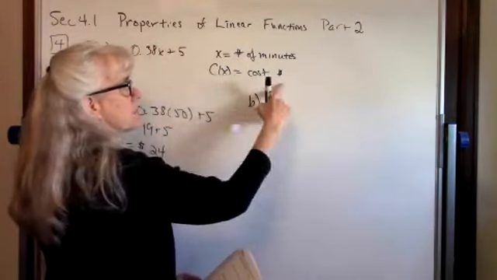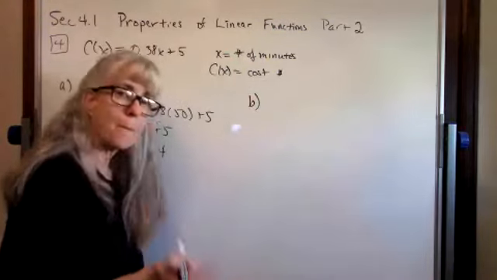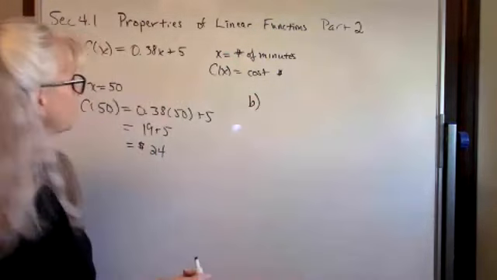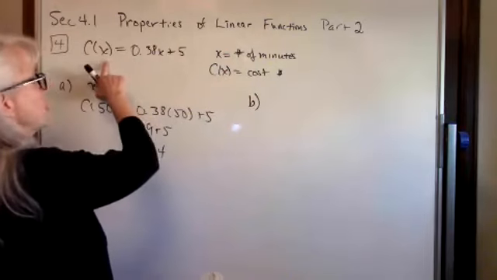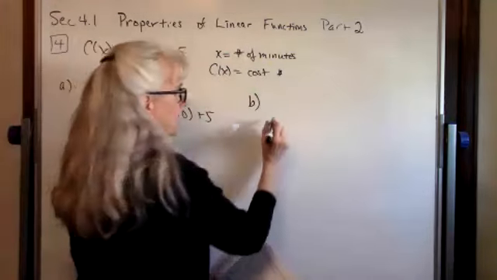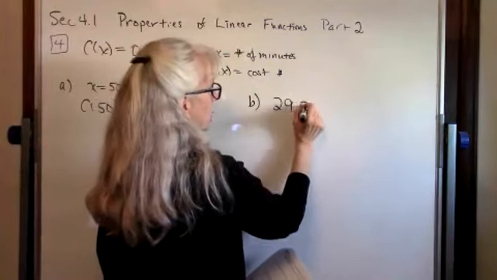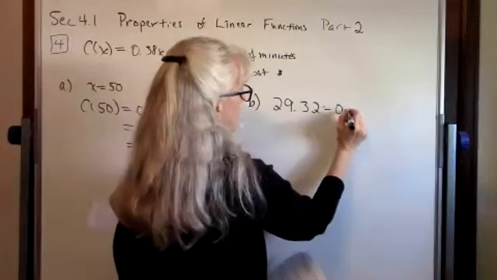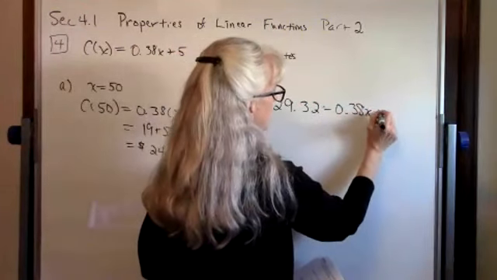Part B on that problem says, suppose your monthly bill is $29.32. So they're giving me the cost, and they want to know how many minutes we're going to use the phone for. Well, they gave me the cost, so they gave me the output, and we need to solve for the input. So 29.32 is equal to 0.38x plus the 5.